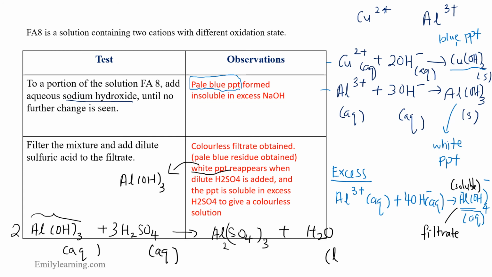Okay, and what can you say about the solubility of aluminum sulfate? Well, all sulfates are soluble except for barium sulfate, and calcium sulfate is partially soluble in water. So based on this, I know that aluminum sulfate is soluble, so therefore it is aqueous, and therefore this is the colorless solution that we have. The colorless solution that we have when we add excess H2SO4 is basically a solution containing aluminum sulfate.